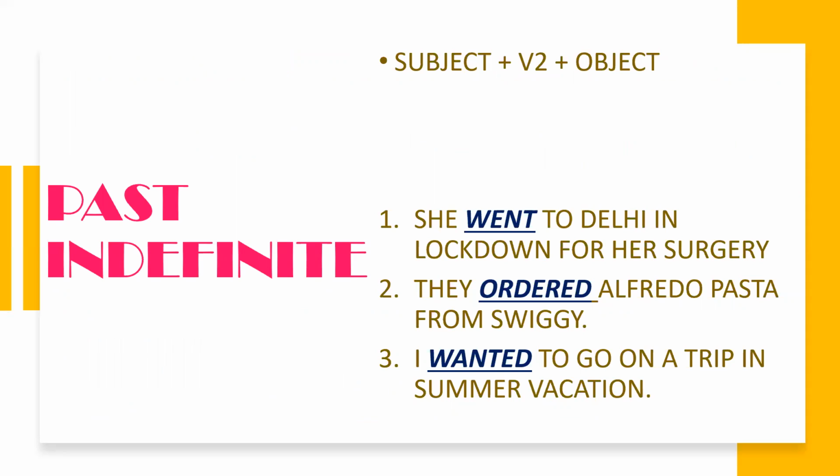First, past indefinite or simple past tense. Simple है, it will just have verb का second form to show that it is of past tense. Okay. She went to Delhi in lockdown for her surgery. Went is the second form of the verb go. They ordered Alfredo pasta from Swiggy. I wanted to go on a trip in summer vacation. Wanted, but obviously couldn't because of the lockdown. So wanted is the second form of the verb want.